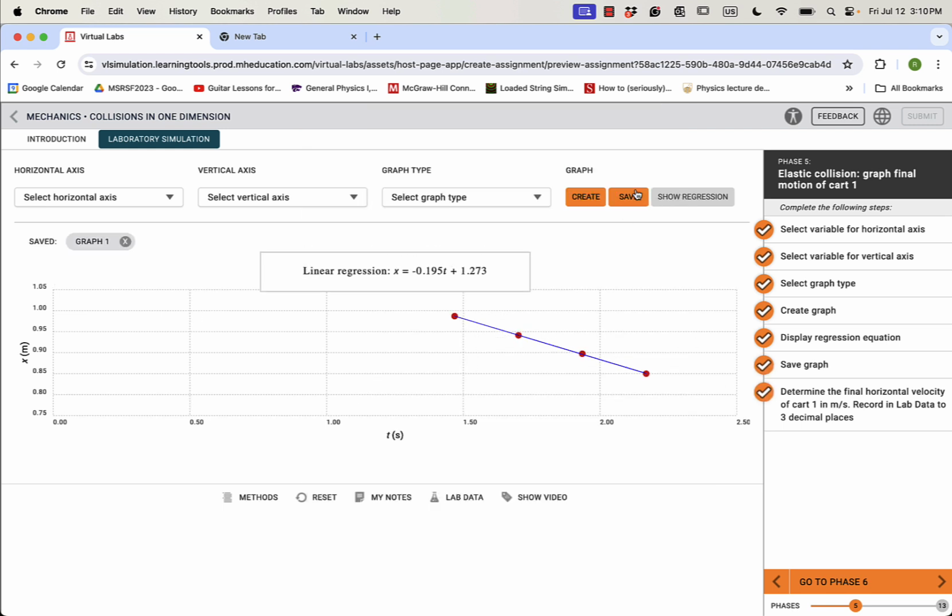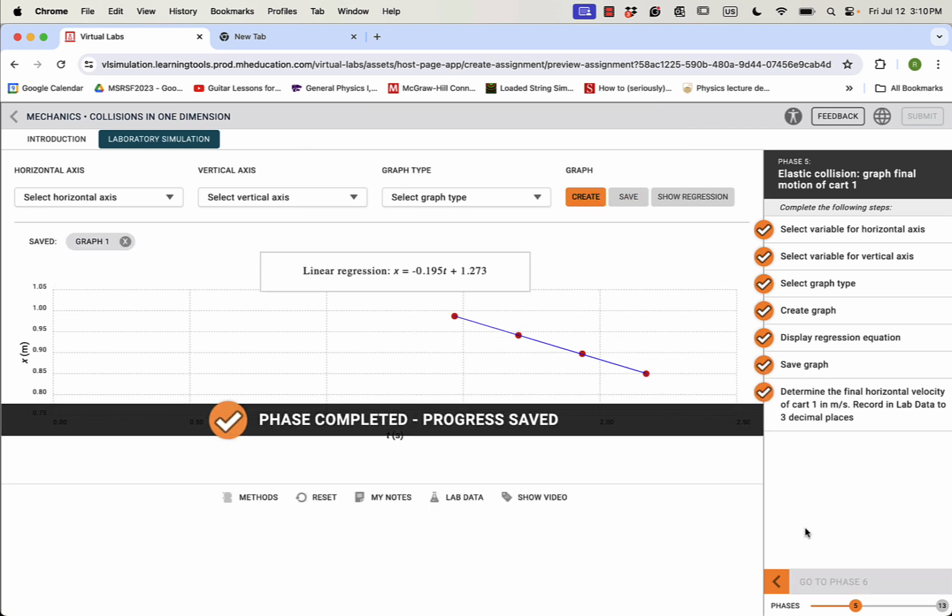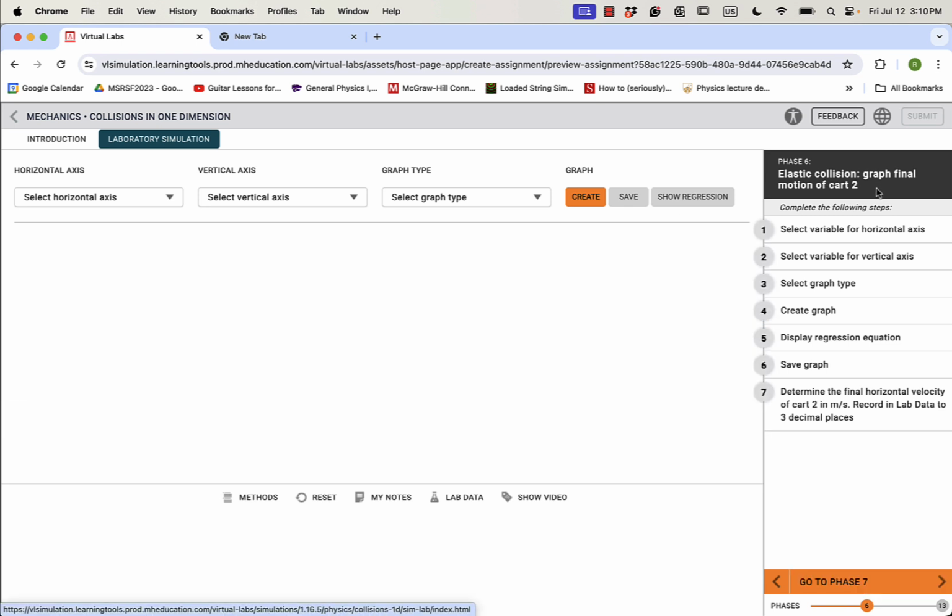All right, you can save that. Let's go to phase 6. Now we want to find the final velocity of the second cart. We don't need to find the initial velocity of the second cart because it's at rest, but the final velocity of the second cart is not zero because we see that it moved to the right after collision.